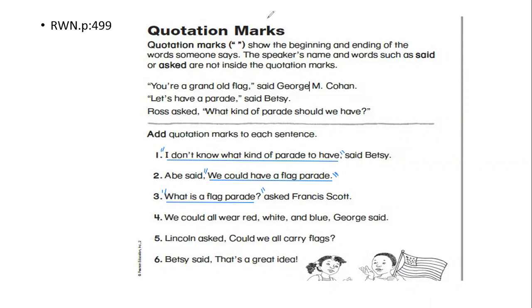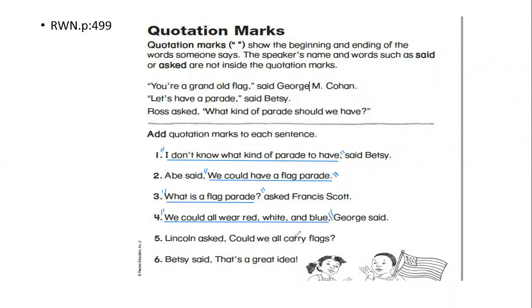We could all wear red, white, and blue, George said. What is the exact speech, the exact words George said? Yes, these are the words. Here and at the end of his speech.